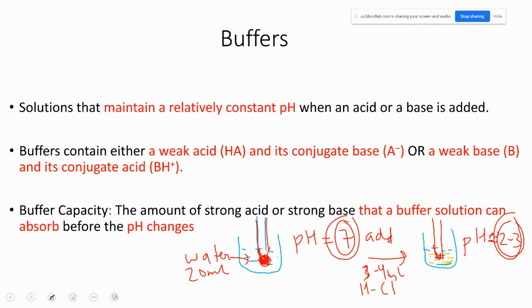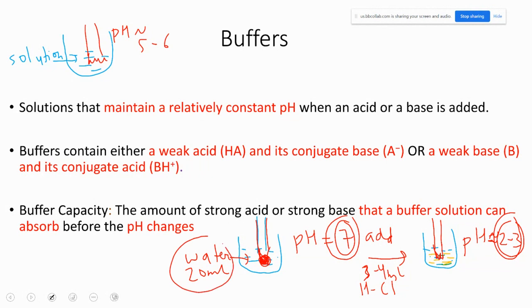Right now, but let's assume I have a solution in another beaker. Let's just call this solution for right now. All right, let's say I stick my pH meter in there, and let's say that pH meter gives me a reading of around 5 to 6. This seems the same amount, right? Earlier we had said water 20 ml. Let's say that solution was 20 ml as well.